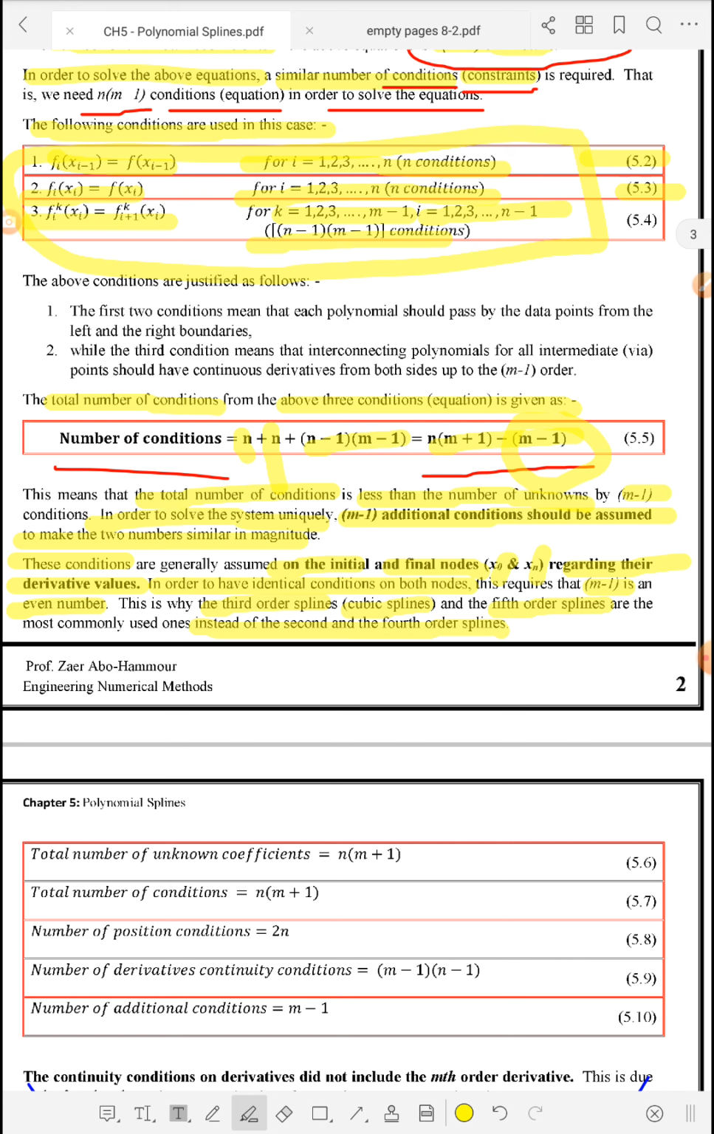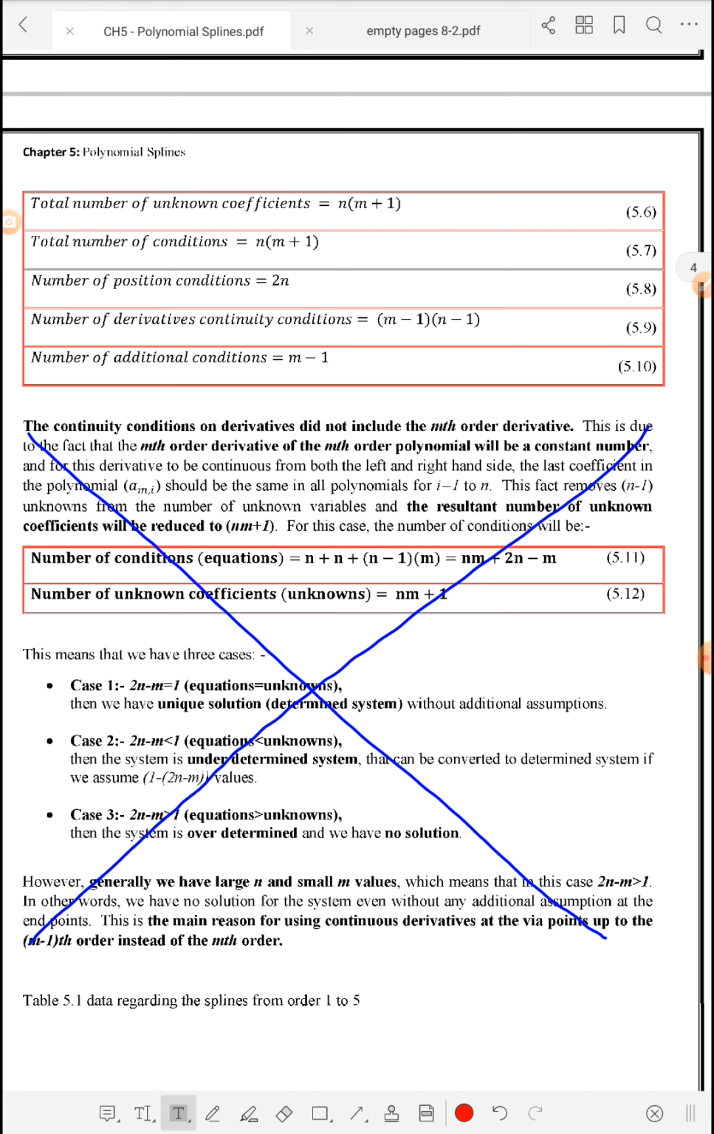So I wish that by this clarification everything is clear. Okay, now we will continue our discussion. So here we have the total number of unknowns.